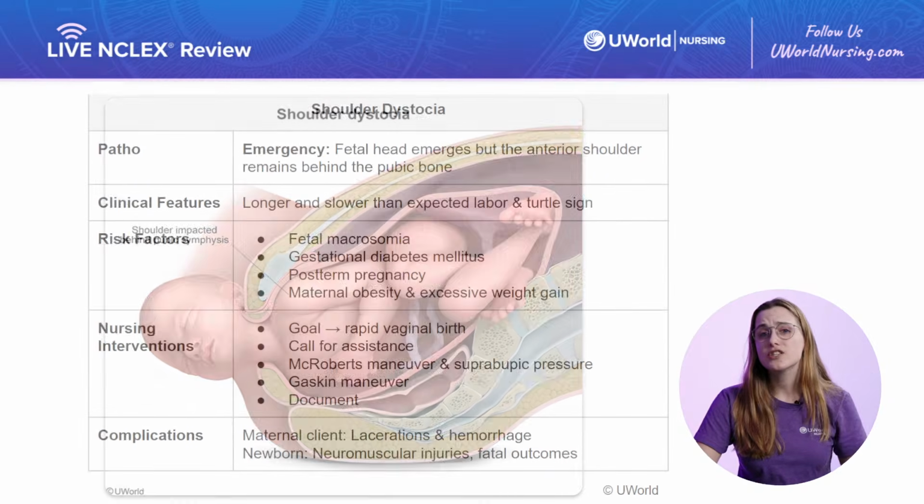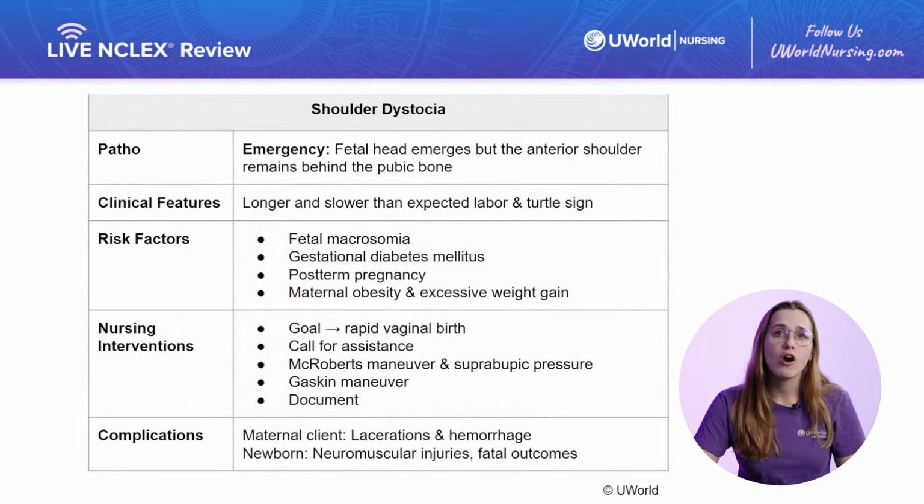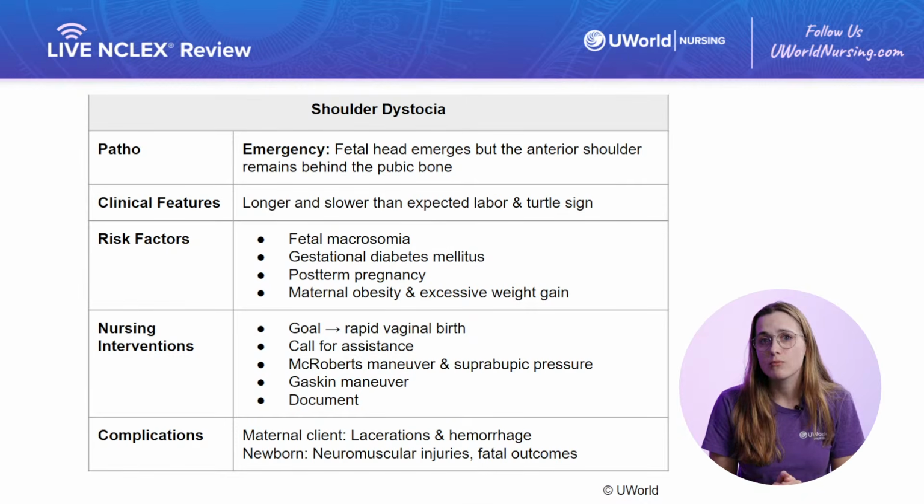So some patients have no risk factors at all, but there are a number of risk factors for shoulder dystocia, mostly aligned with the size of the fetus. So these are going to be fetal macrosomia, or that larger than normal fetal size, and gestational diabetes mellitus. We talked about this already, so we know this can contribute to fetal macrosomia.